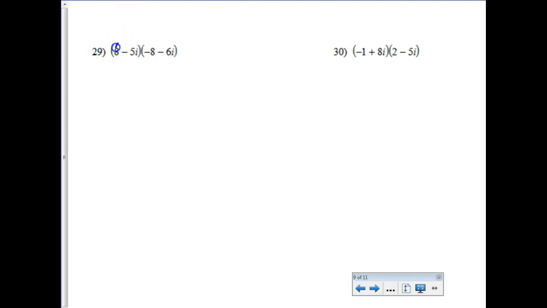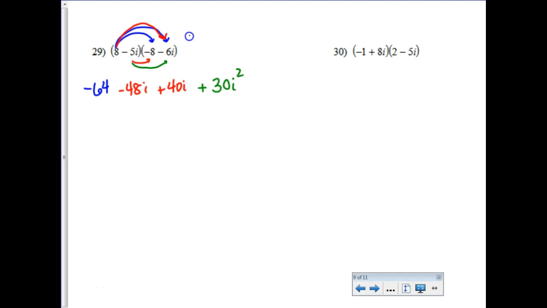So you start by multiplying the 8 into each part of the second complex number. So 8 times negative 8 is negative 64. And then, let's see right here, 8 times negative 6i is negative 48i. Slow and steady wins the race here, guys. Ready? Middle term here, negative 5i multiplied by negative 8 is a positive 40i. And then negative 5i times negative 6i is a positive 30i squared.